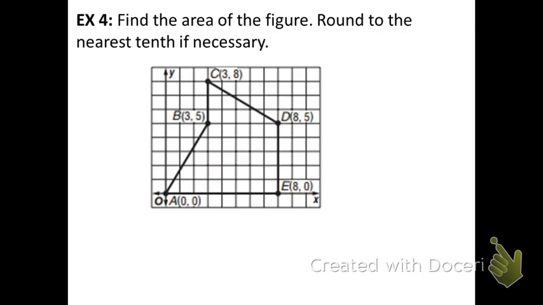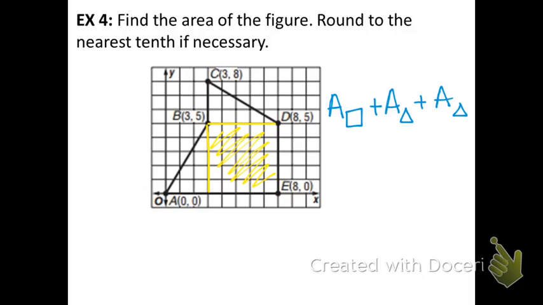On example 4, you're going to find the area. To do this, you're going to again want to see if you can break this up into shapes that are easy to identify. So if you break it here and here, you can see that we have a square there and then 2 triangles. So for our area, we're going to find the area of a square plus the area of a triangle and the area of the other triangle.